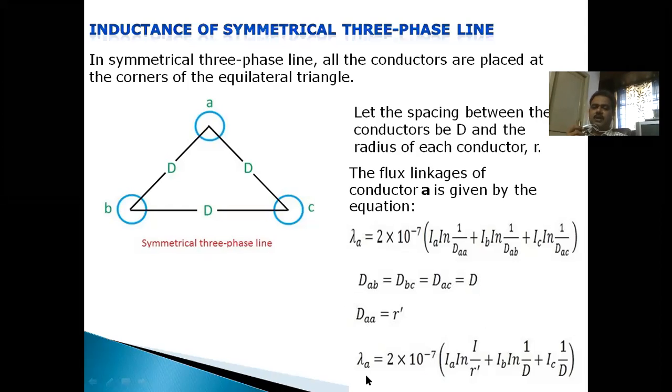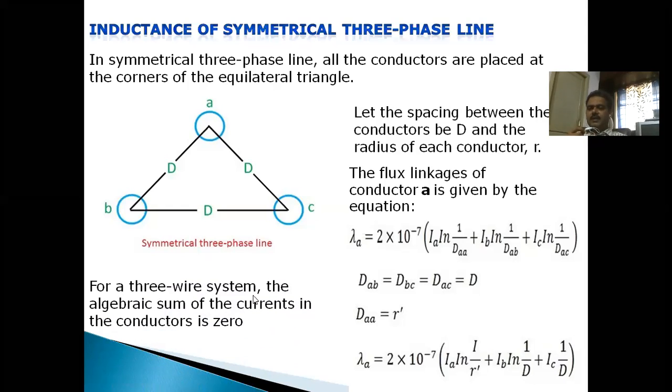If we substitute this, now the flux linkage is equal to 2 into 10 to the power of minus 7, I_A ln 1 by R dash plus I_B ln 1 by D plus I_C, here it is also ln 1 by D. Some ln is missing here, so try to note this down: I_A ln 1 by R dash, I_B ln 1 by D, I_C ln 1 by D.